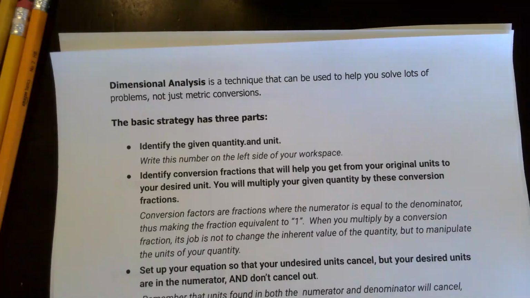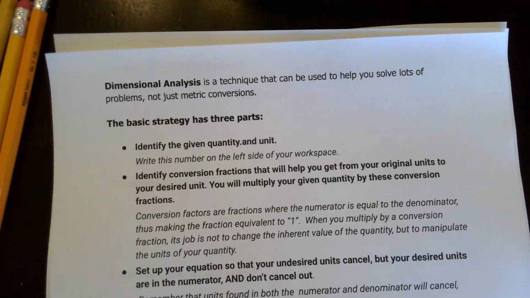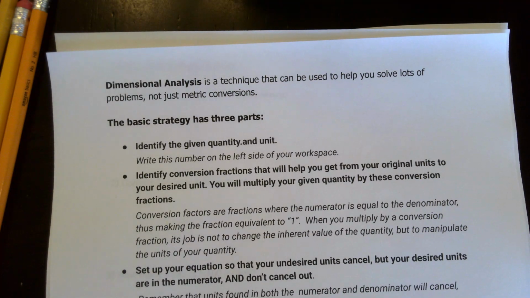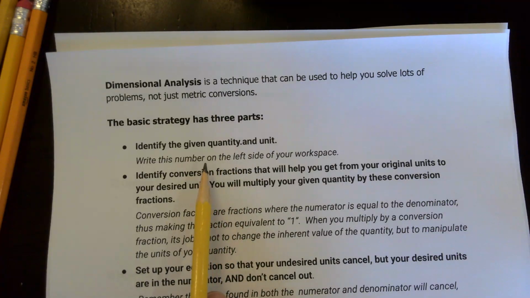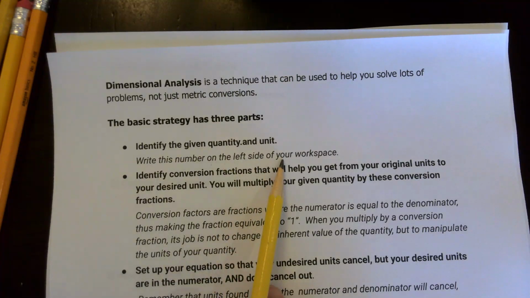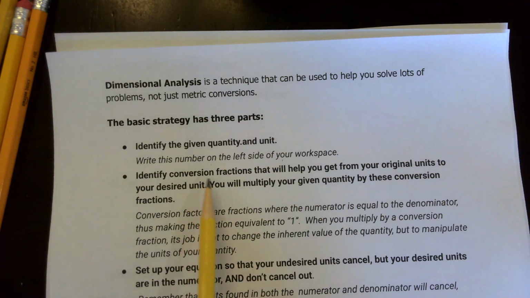All right, so in the previous video, we were just starting to introduce dimensional analysis as a technique that can help you solve lots of problems, not just metric conversions, but the basic strategy has three parts. Identify the given quantity and unit. You'll start by writing this number, including the unit, on the left side of your workspace. You then need to identify conversion fractions that'll help you get from your original units to your desired unit.